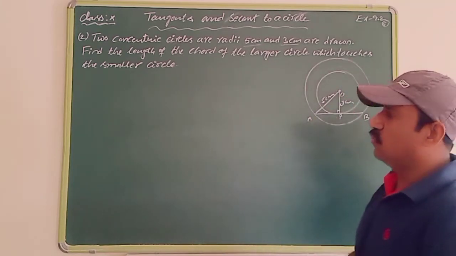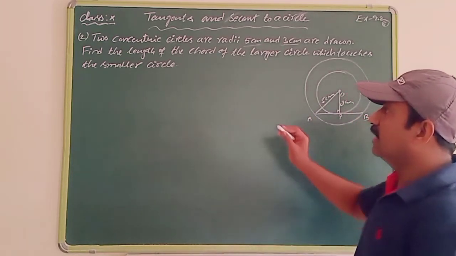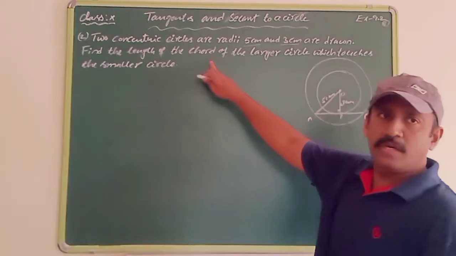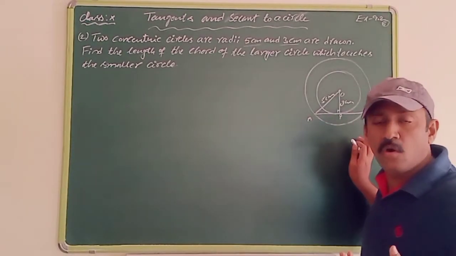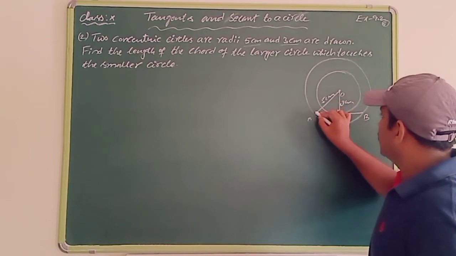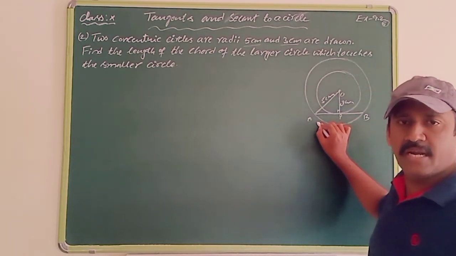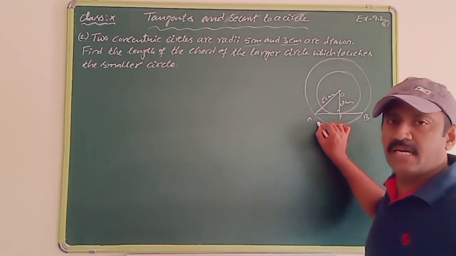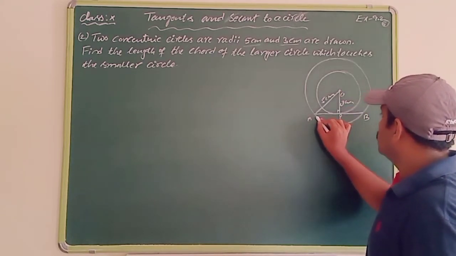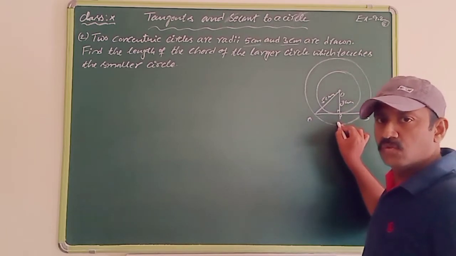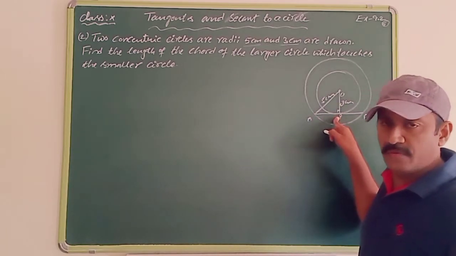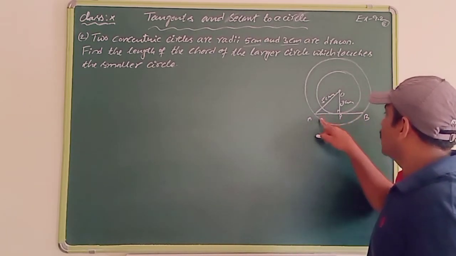And what do we have to find in this problem? The length of the tangent or the length of the chord. This total length we have to find. How can we find it? If you observe here, it is a right triangle, right triangle OPA. In right triangle OPA, according to the Pythagoras theorem, you can write OA square is equal to AP square plus OP square. From this we can find AP. Now AB means 2 times AP.